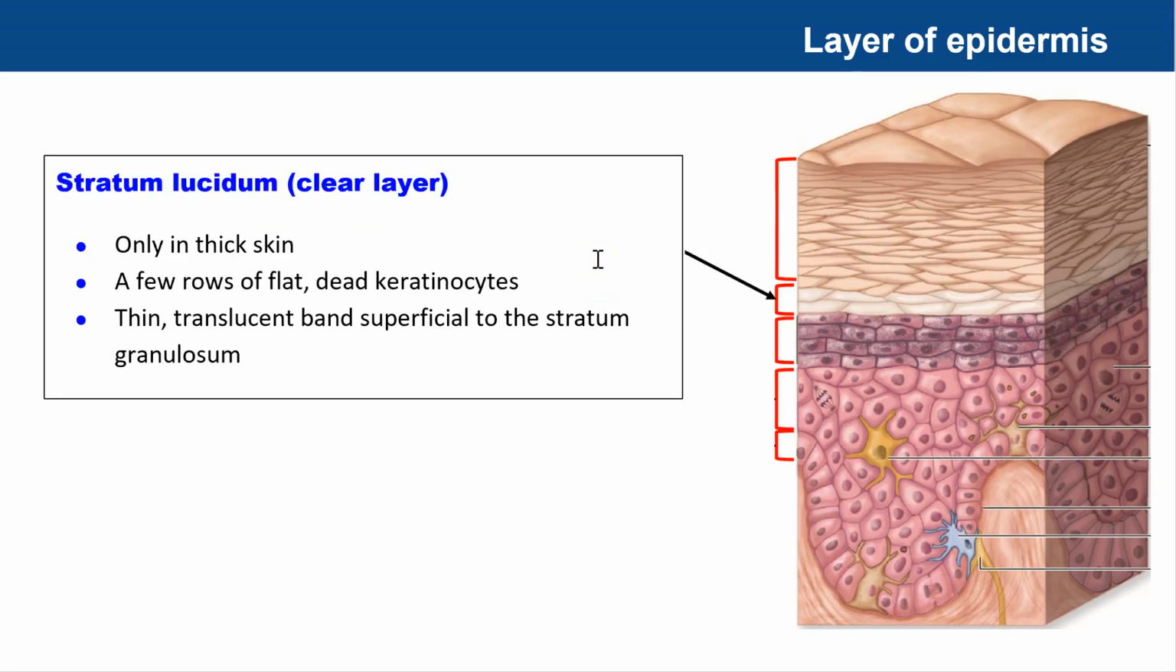Next layer is the stratum lucidum, or clear layer. The stratum lucidum is named for its translucent appearance under a microscope. This layer is located above the stratum granulosum and below the stratum corneum of the thick skin.